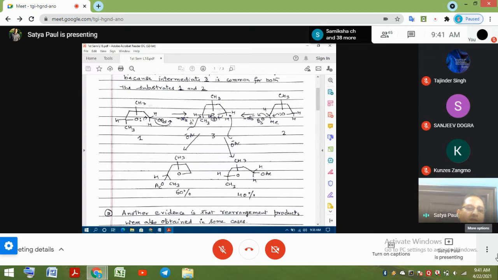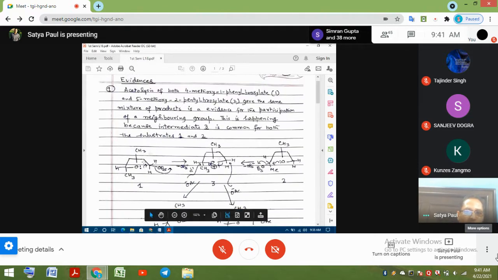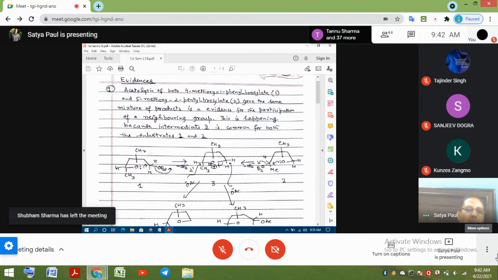So either you start from 1 or you start from 2. Our result at the end of the reaction is 60% this isomer and 40% this one. So we will get the same mixture of product, either you start from this or you start from this. So this is your 4-methoxy. So 1, 2, 3 and 4. At 4 you have a methoxy group, 2-pentyl brosylate.